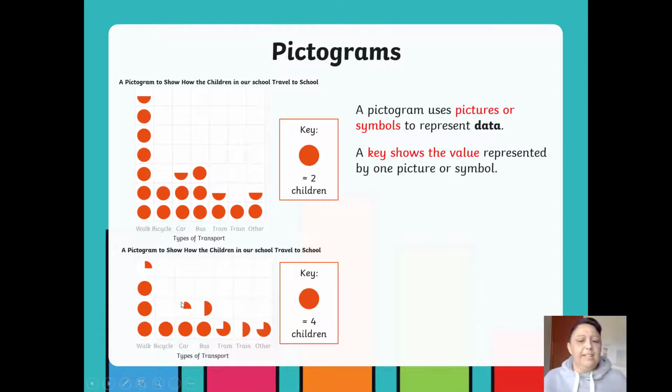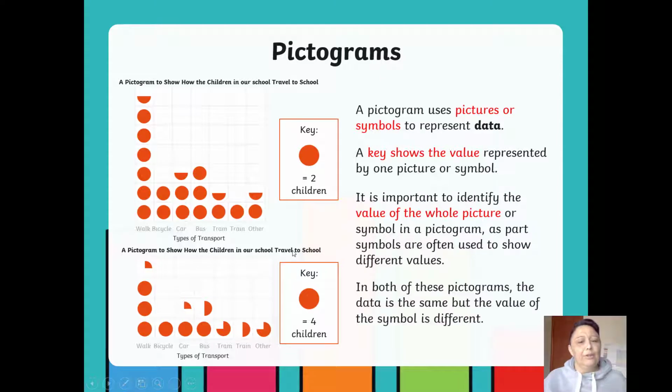Now, both of these actually represent the same value. The reason they represent the same value is because in this key, a circle equals 2 children, but in this key, a circle equals 4 children. So as you can see, if you count in 4s here, it is the same value as these ones here.